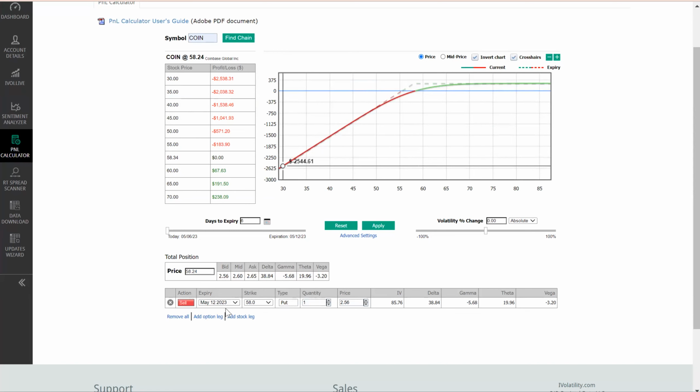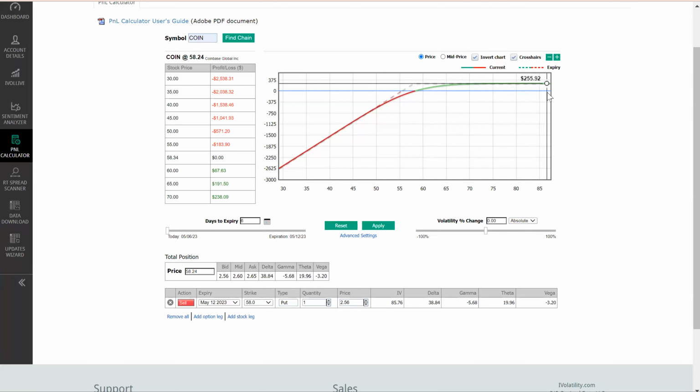So in this case, we have sell to open the May 12th, 2023 58 put, one of those at 256. And then this is the implied volatility for that option. This is the delta, gamma, theta, vega. That was the stuff that you saw in the options chain view, but it's also redisplayed for your convenience here. And then here graphically, the blue line is our break-even point, right here around 58 a share. Anything in red shows where we'd be showing a loss. So obviously, if we sold this put, we'd be showing a loss as Coinbase went down. If we sold to open this put, we'd be showing a gain as Coinbase goes higher.